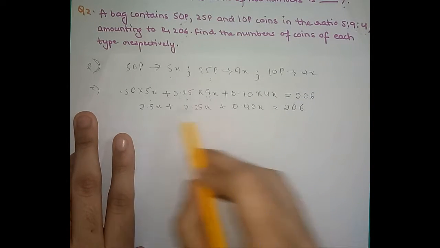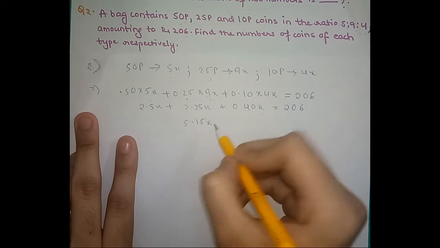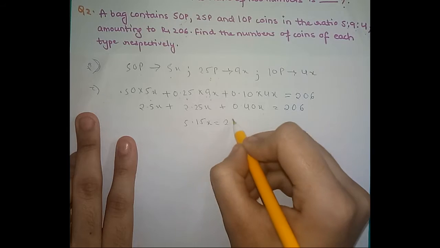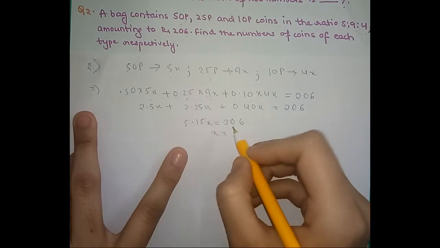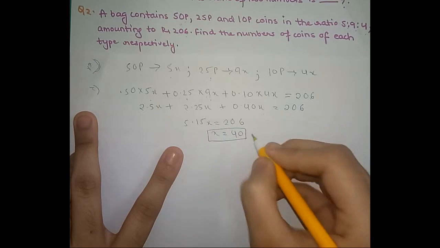Now if you calculate this, you will get 5.15x, and this 5.15x value is equal to 206. So the x value in turn will come out to be 40.